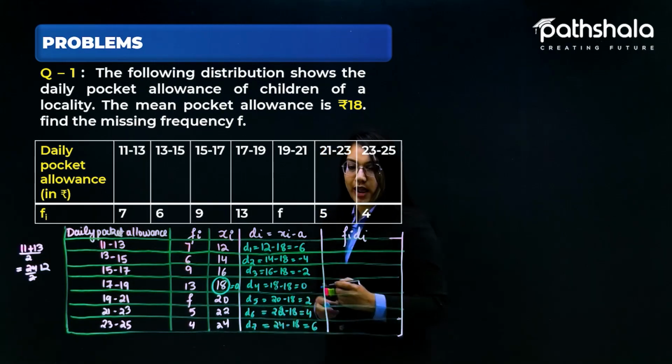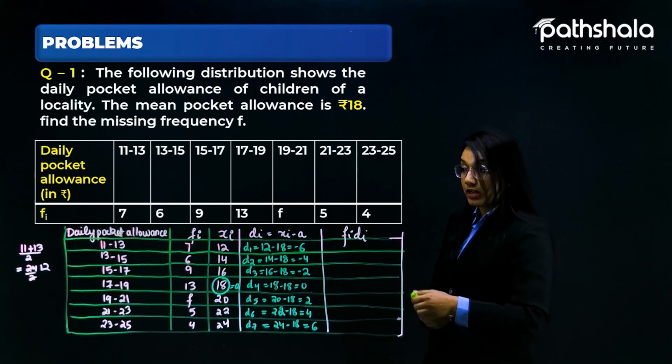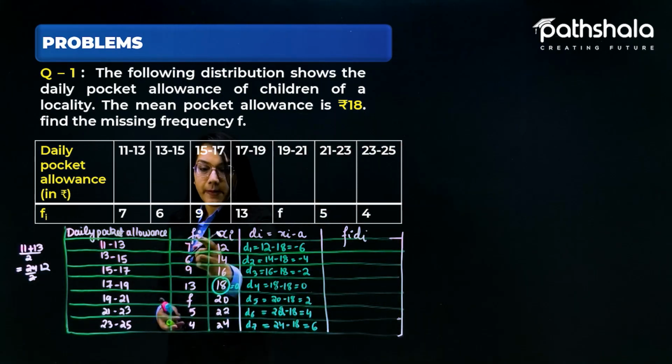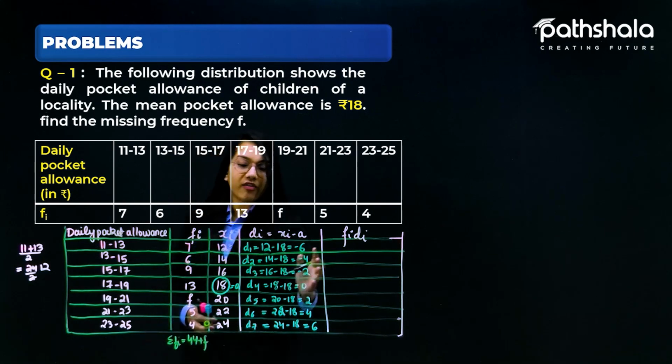Now, further, we have to calculate FiDi. FiDi means the product of Fi with the Di, but before that, I am finding out the sum of all the frequencies, the sigma Fi. If you find the sigma Fi, this would be 7 plus 6 plus 9 plus 13 plus F plus 5 plus 4, which comes out to be equal to 44 plus F. This is sigma Fi.